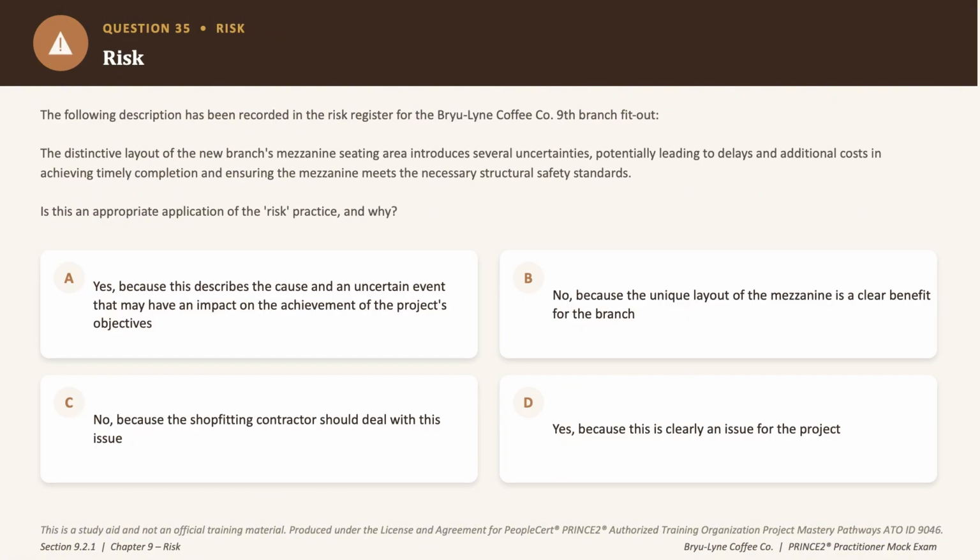Right, with that, we move on to the next section of your exam, which is the risk practice for your PRINCE2 Practitioner exam, right? So question number 35, the drill will remain the same.